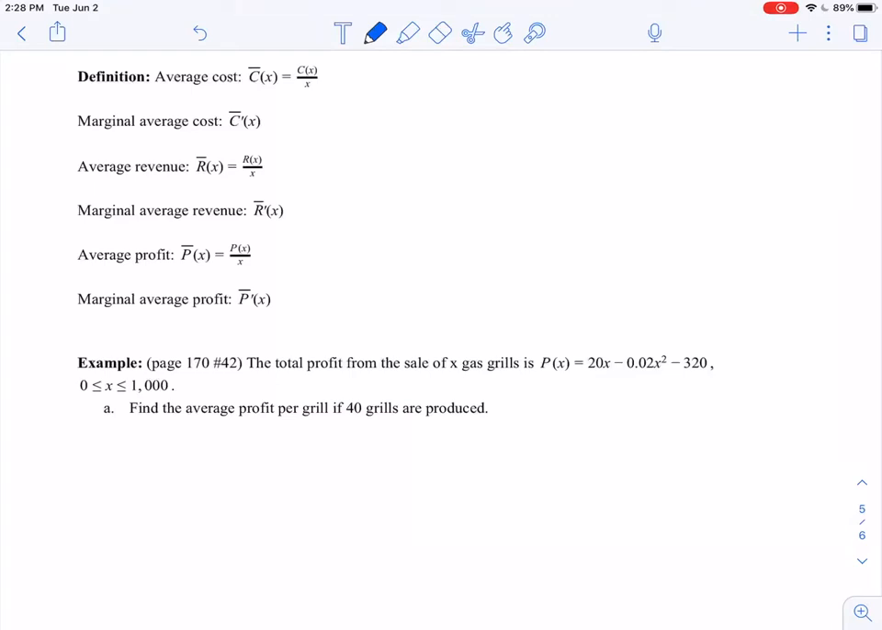We'll get a little bit more granular here in this video by talking about average cost, revenue, and profit, along with marginal average cost, revenue, and profit. But before we jump into those definitions, I want to think more generally about how we calculate the average of a data set. If we're looking for an average, you would take your numbers and total them all up, so you would add all of them together, and then you would divide that by the number of values that you added together in the first place.